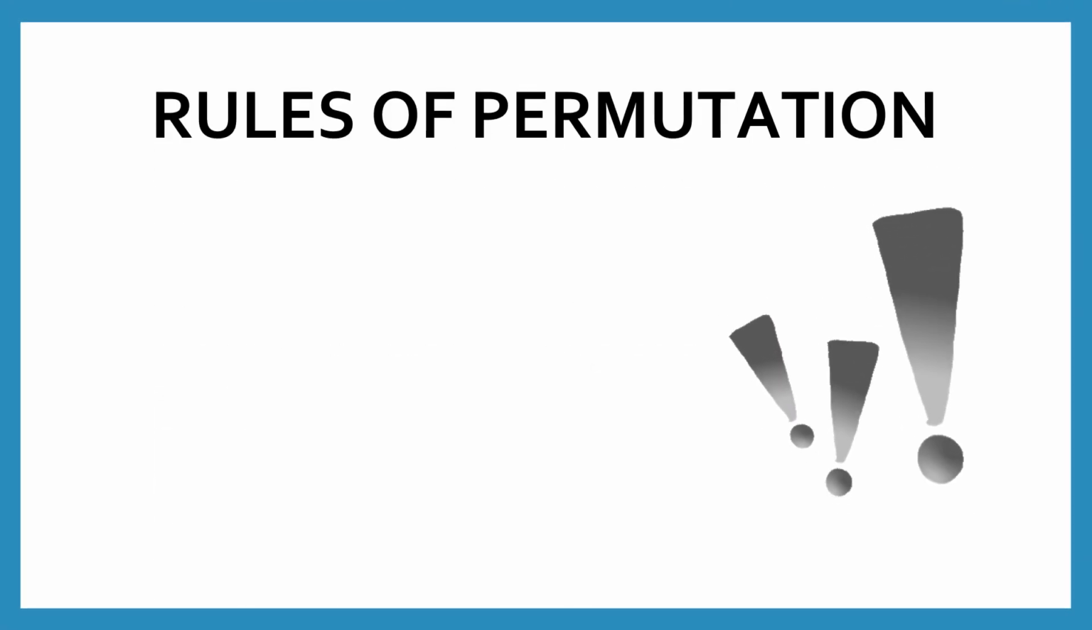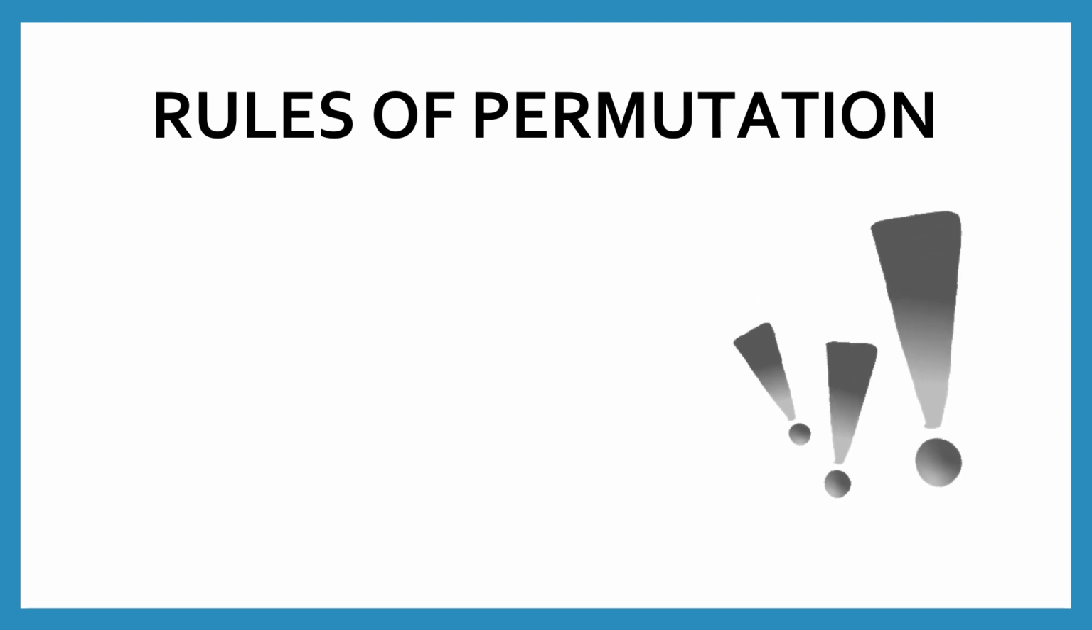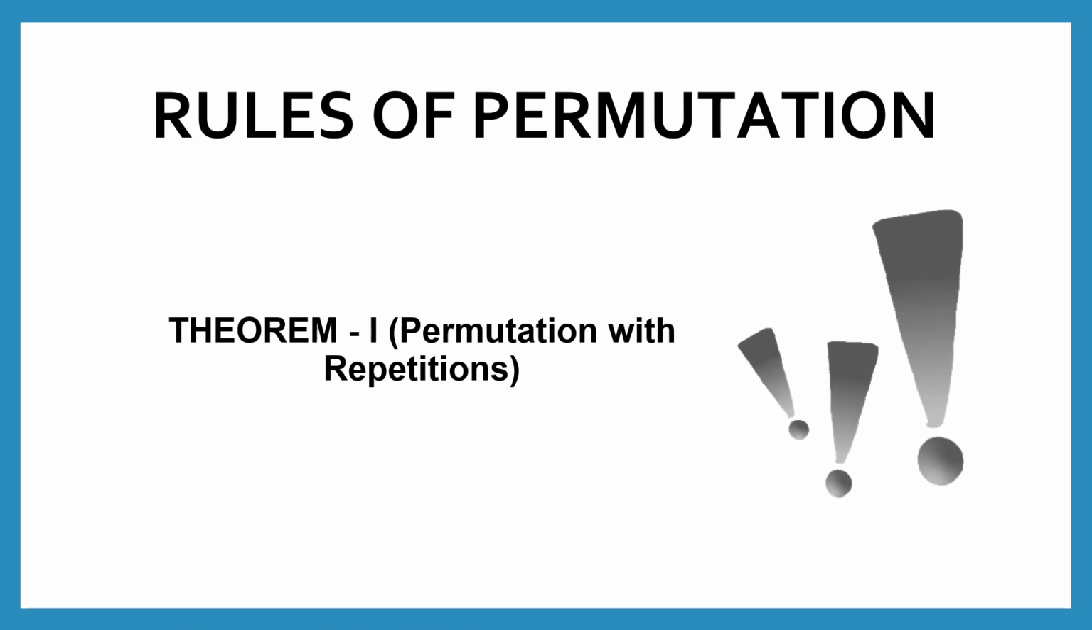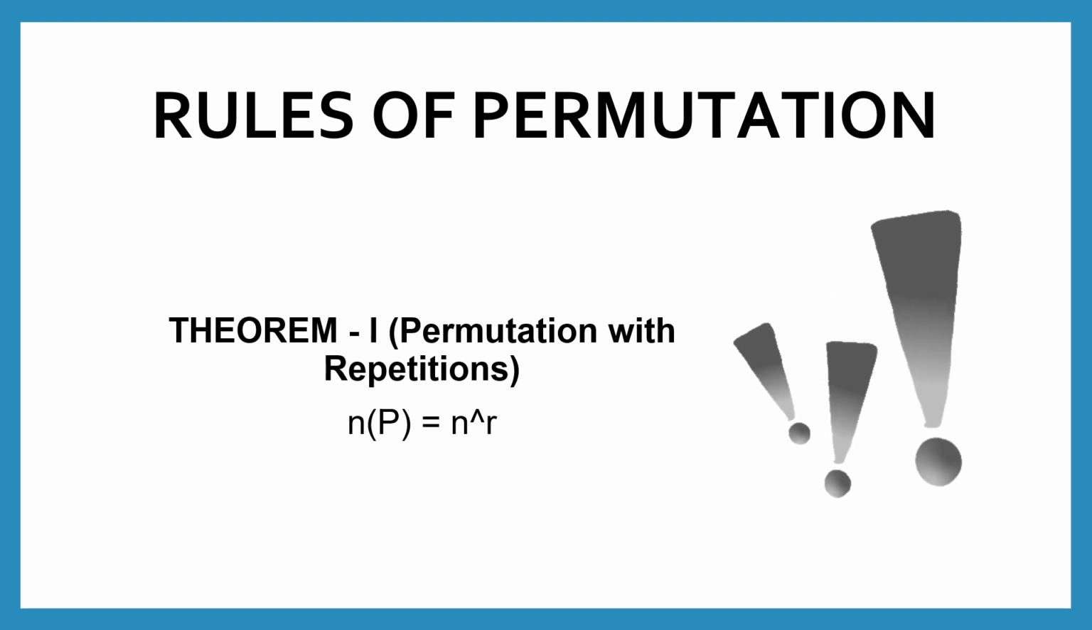Rules of permutation. From the above analysis, the different rules of permutation may be outlined as follows. Theorem first. Permutations with repetition. The number of permutations of n different things taken r at a time, when each thing may be repeated any number of times, is as follows.